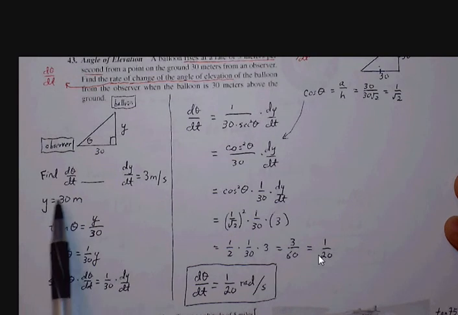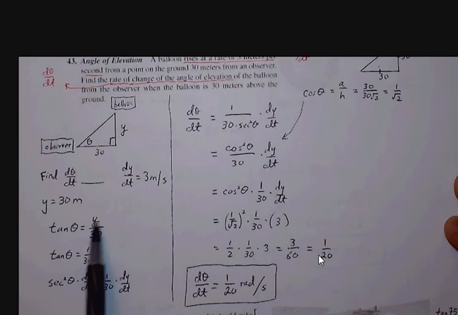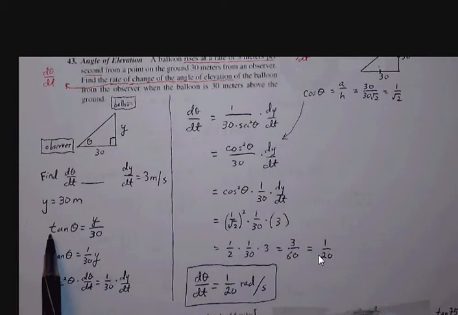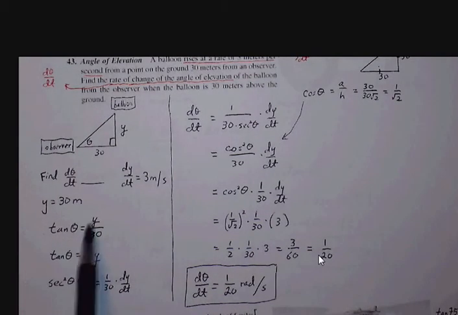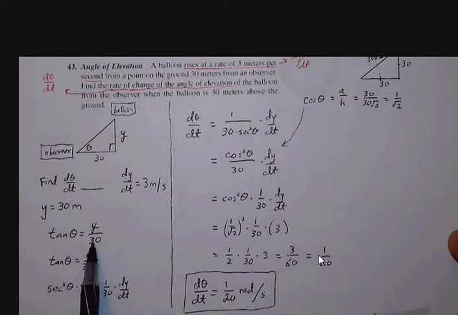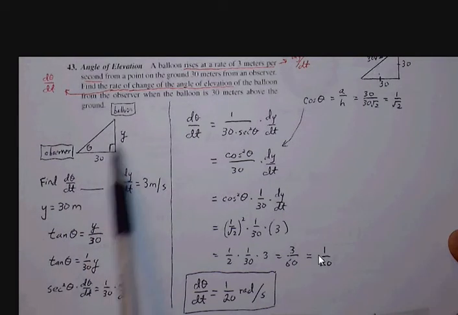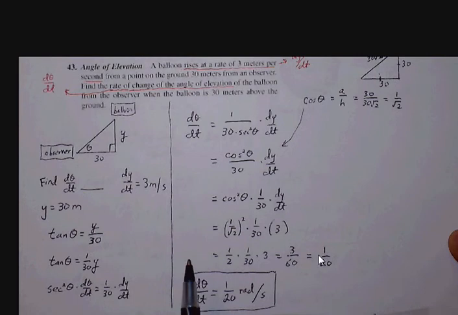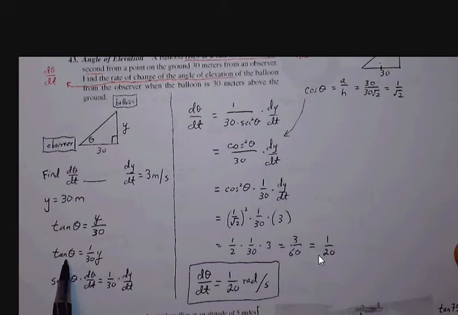But we don't want to plug 30 in for the y when we create our trig function, because we lose the ability then to find the derivative. So our first starting equation is tangent theta is equal to y over 30, right? The trig function that will relate both of our given pieces of information, opposite over adjacent. So rewrite this: tangent theta is equal to 1 over 30 times y. Okay, so now we're ready to find the derivative.